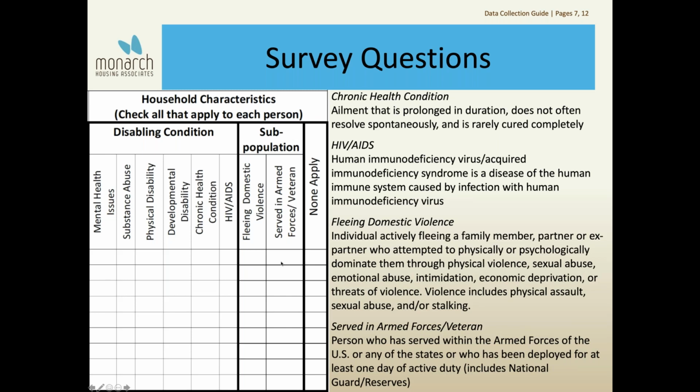We don't want anyone guessing as to any disabling conditions. So you would check off all that apply. For subpopulations, we are looking for persons who have served in the U.S. Army or anyone that is fleeing domestic violence. So the most important checkbox here is none apply. If someone says that none of these apply to them and you leave it blank, we will think that the person did not answer. So you have to check none apply if none apply.